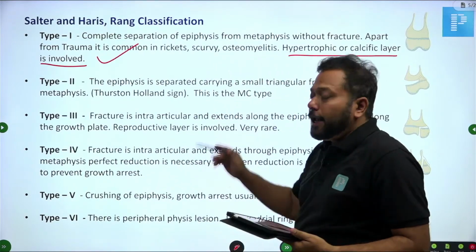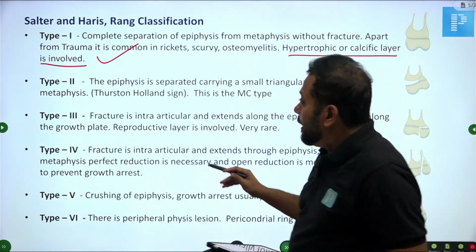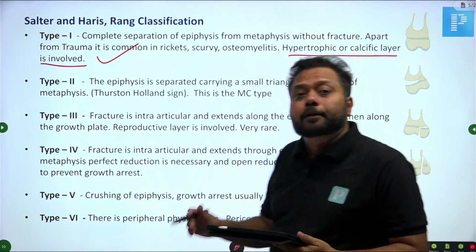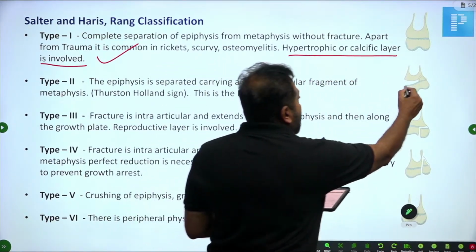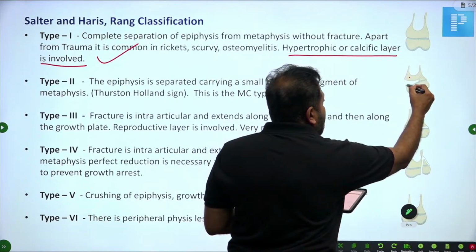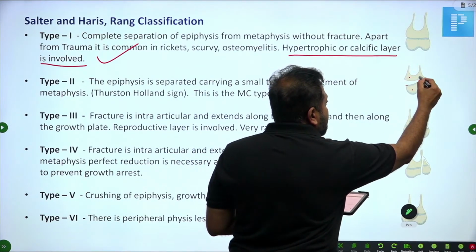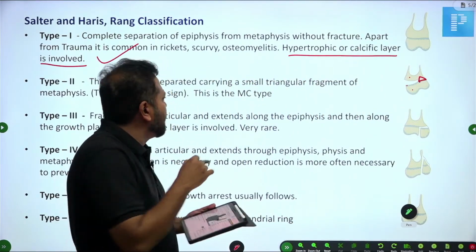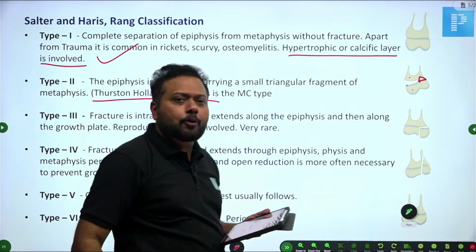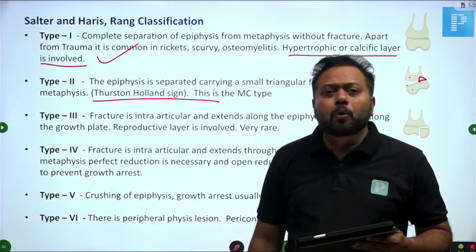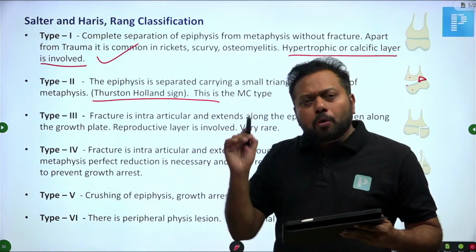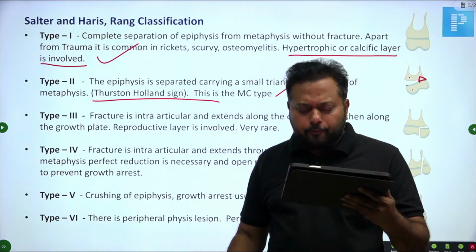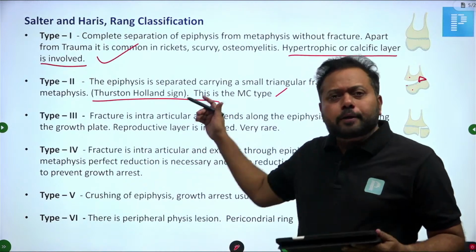Okay, good. Type 2 epiphyseal injury means epiphysis is separated from metaphysis carrying a small triangular bit of metaphysis along with it. You see here, this is epiphysis, this is metaphysis. That is called Thurston-Holland sign. 1 lakh time repeated MCQ. Thurston-Holland sign, type 2. And practically speaking, the most common type of epiphyseal injury is type 2.